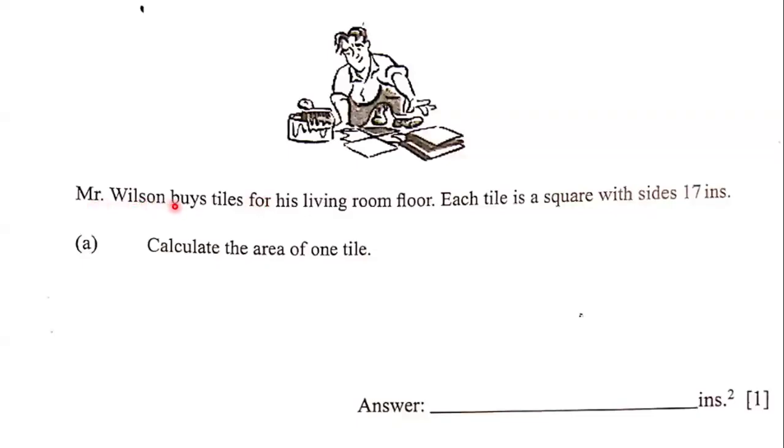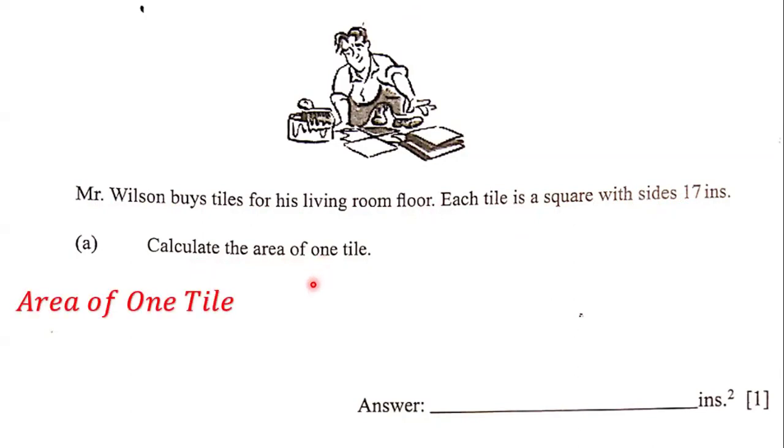Mr. Wilson buys tiles for his living room floor. Each tile is a square tile with sides 17 inches. Calculate the area of one tile. Now, the tiles that he has are square tiles.